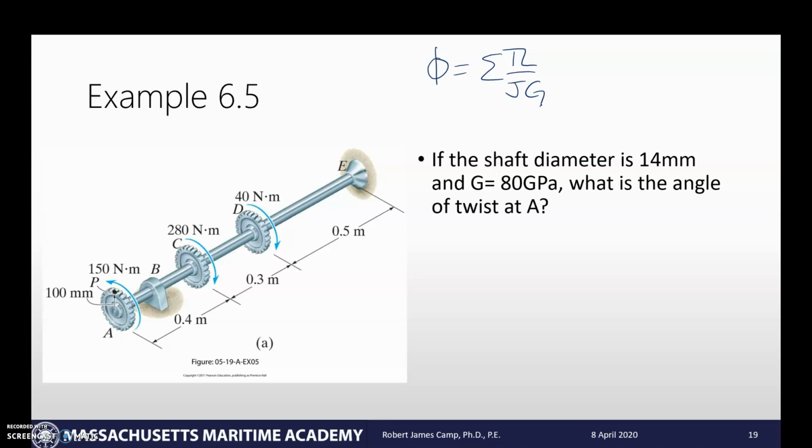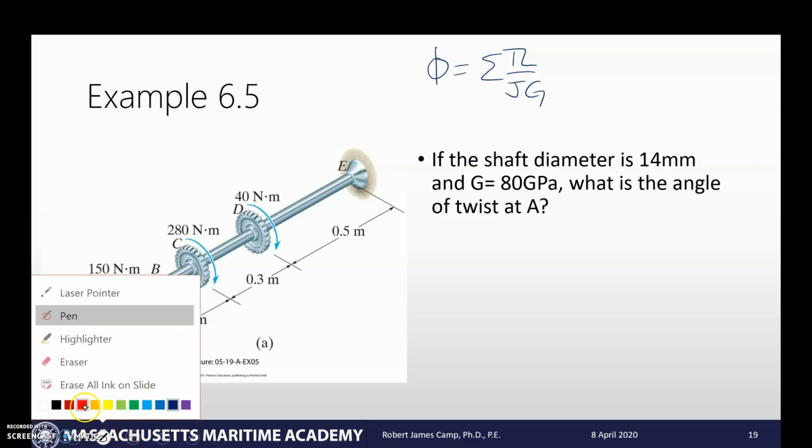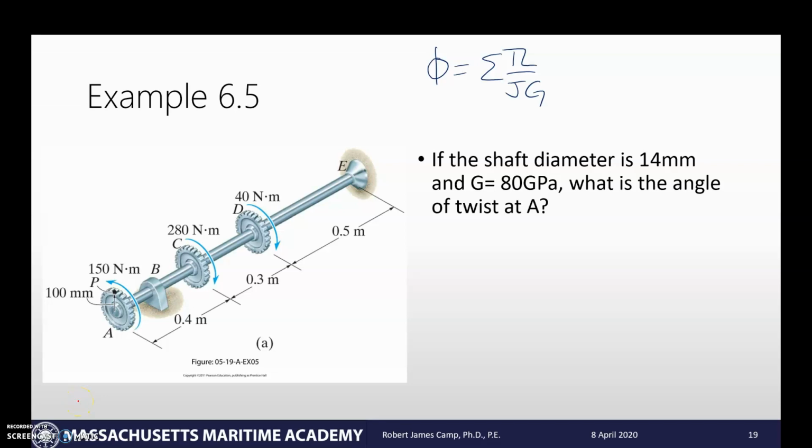So we need a new equation every time the torque changes, the modulus of rigidity changes, or the polar moment of inertia changes. We have a uniform shaft, uniform material, and a uniform cross-section, so that means J and G are not going to change, just the torques. Where are the torques going to change? The torques are going to change every time an external load is applied.